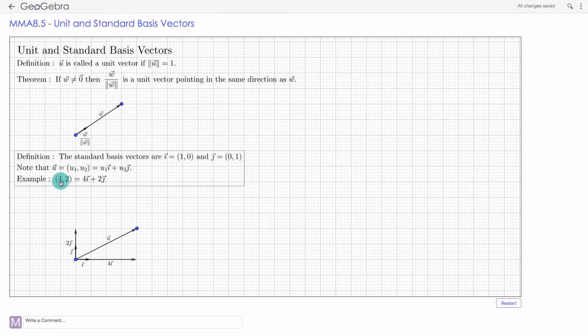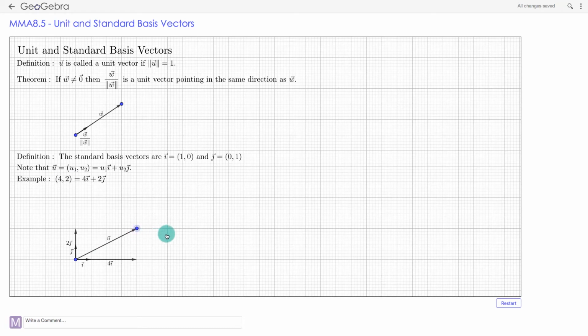You can also think of this example. If we have (4, 2), then we say 4 times i. 4 times i would be 4 times this vector, right? What happens? 4 times 1 is 4. 4 times 0 is 0, right? So this is (4, 0). Then you take j and you multiply it by 2. Then you get 2 times 0 is 0. 2 times 1 is 2. So you have a vector (0, 2). So (4, 0) plus (0, 2) is obviously (4, 2).